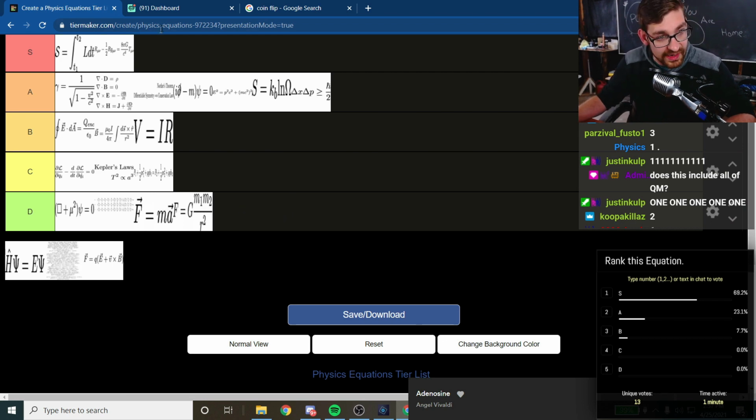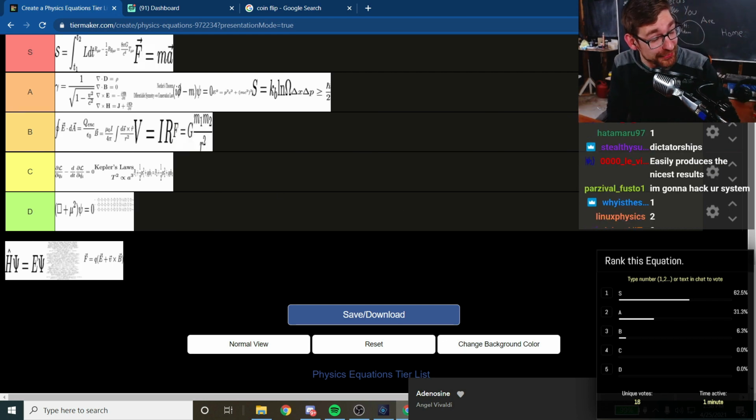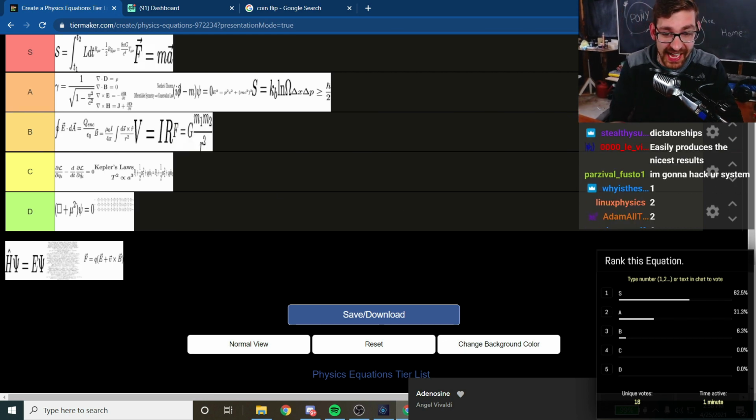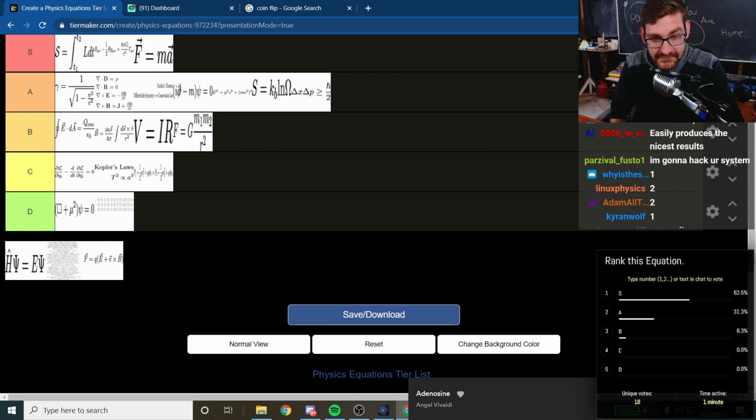But then it won't go here. Then it doesn't go in 1 anymore. Then the Schrodinger equation is a solid A. A healthy A. It's a good A. Wow. 10 people voted for it. How can I get around that?